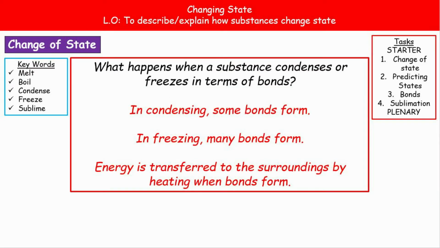Hopefully we remember that condensing is when we're changing from a gas to a liquid, therefore some bonds must form, and in freezing that's a liquid to a solid, therefore many bonds are forming. So we're then changing it from this more fluid structure to the rigid structure. And in order to actually do this, we're going to transfer energy to the surroundings by heating when those new bonds form. So make sure you've got those written down if you didn't already get them right.